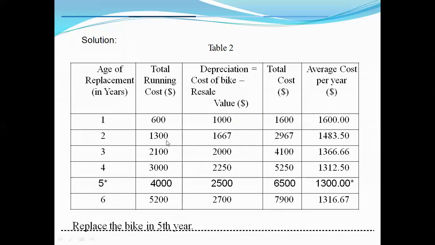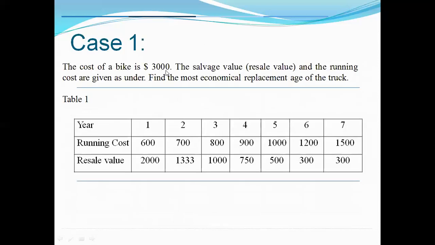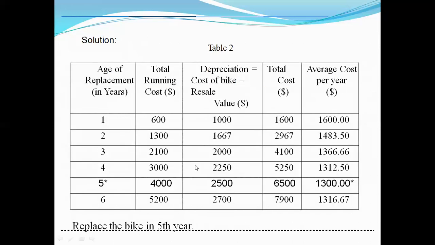So hence, depreciation of the bike. What is the total value of the cost? That is 3000, and the second year resale value is 1333. So 3000 minus 1333, and here the value is 1667. Hence the total cost up to the second year is 1300 plus 1667, that is 2967.